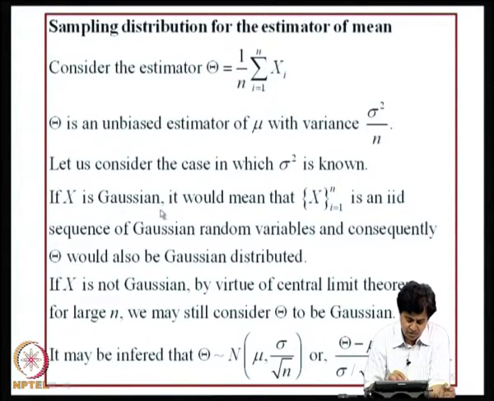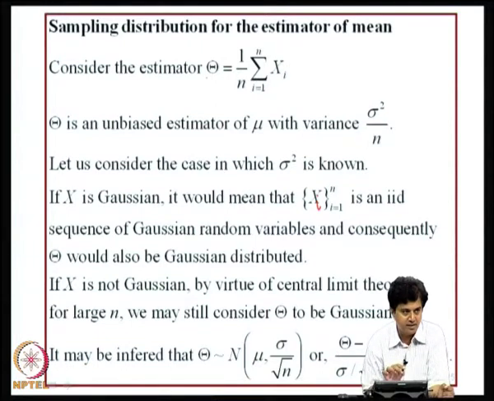Now, if x is Gaussian, it would mean that all these xi's would also be Gaussian, because they are an IID sequence with a common PDF which is Gaussian, and since we are adding these Gaussian random variables, theta would also be Gaussian. So, in this case the sampling distribution for theta would be Gaussian with mean mu and variance sigma square by n.